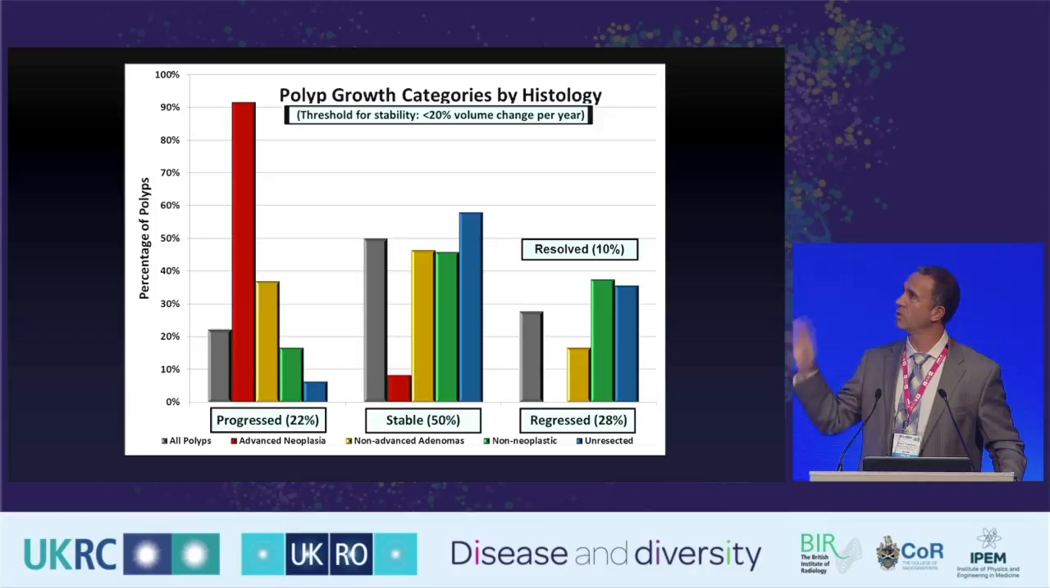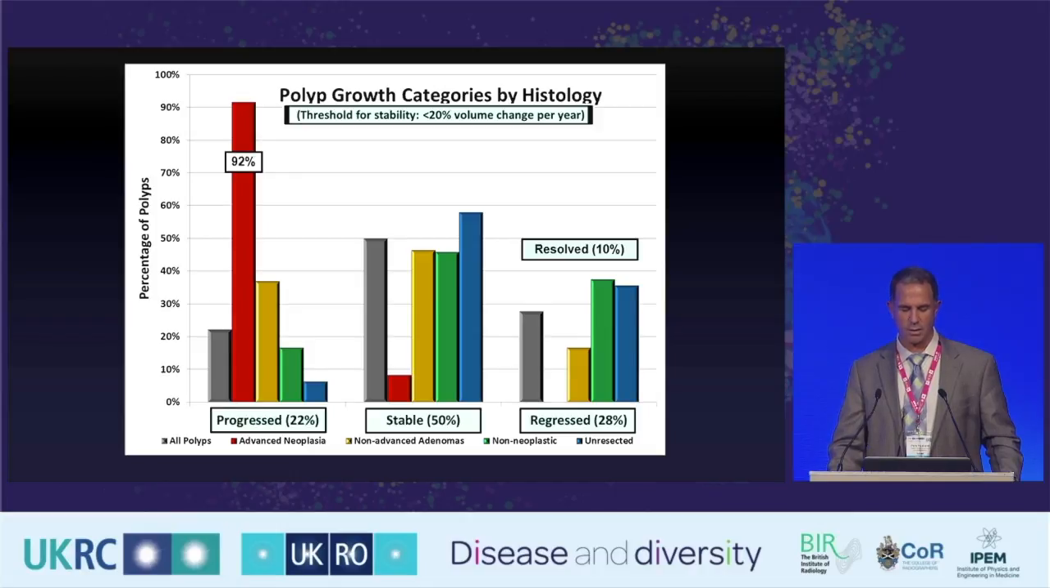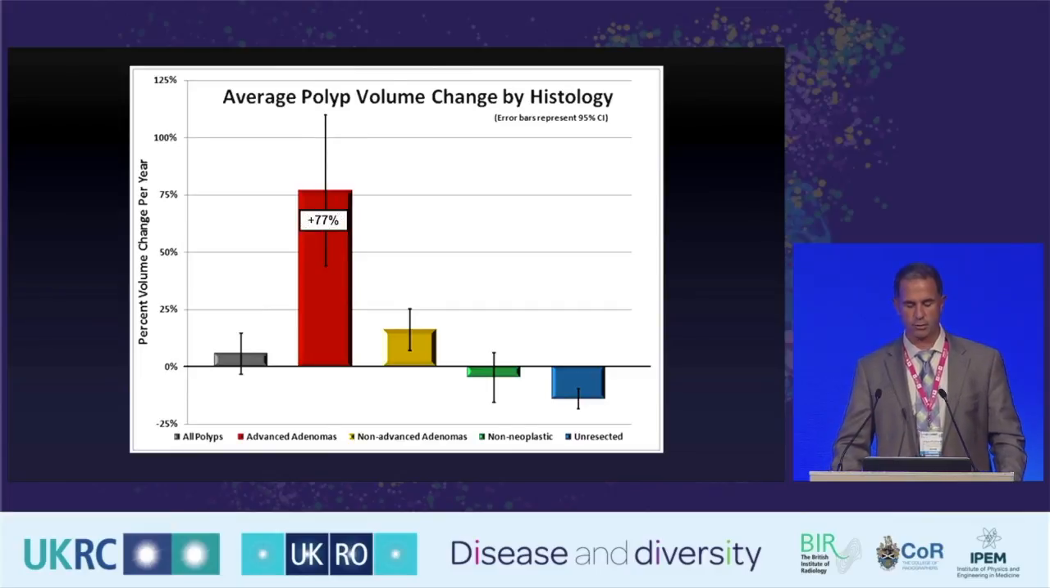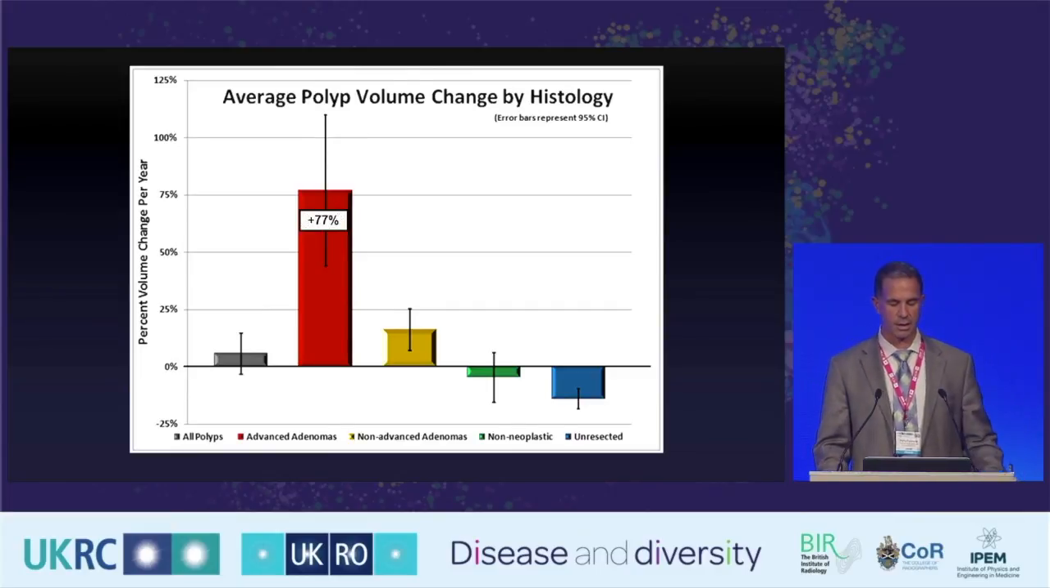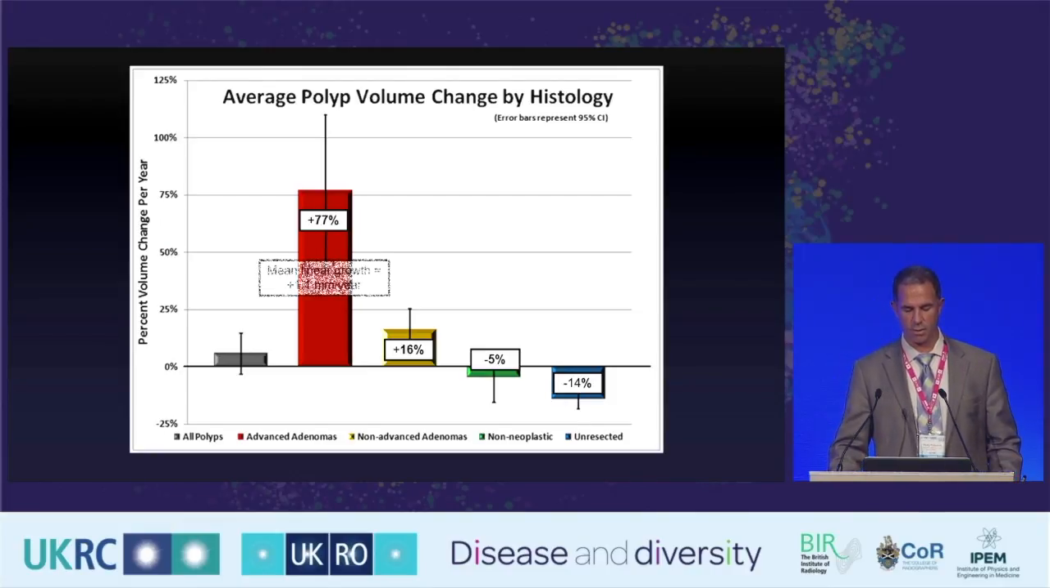So I think this is the first evidence that there's true resolution of these polyps beyond a doubt. And then again, advanced adenomas almost all grew, and non-advanced adenomas tended to grow much more than what we called non-neoplastic. Now the serrated lesions, which we didn't know about, were actually lumped into that group, so I'll show you those separately going forward. And if we look at volume change per year, the advanced adenomas, again, are growing very fast. Non-advanced adenomas have positive growth, and some of these at that time actually had a net negative growth.